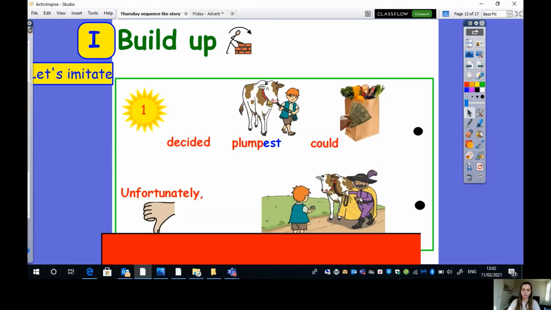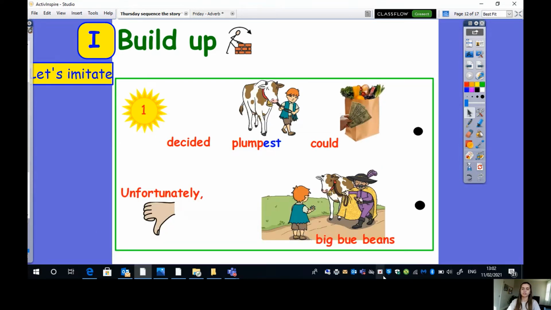Well done. In the build-up, one day, Jack and his mum decide that they need to sell something to get money for food, and they decide to sell their plumpest cow, so the biggest cow that they have, so they could get a lot of money so they could buy some food that they need. But unfortunately, when Jack goes to sell his cow, the person only gives him some big blue beans, and Jack has no idea what these beans do, so he is probably very upset.